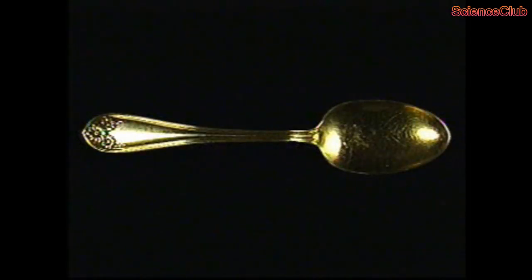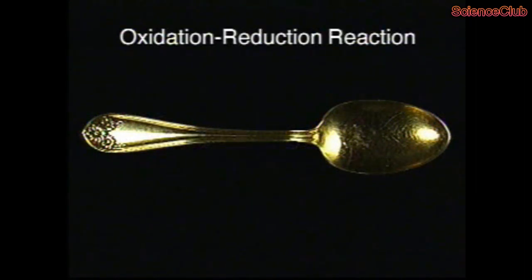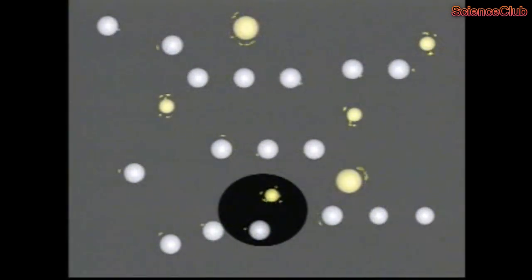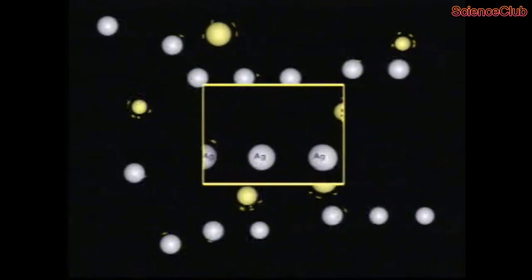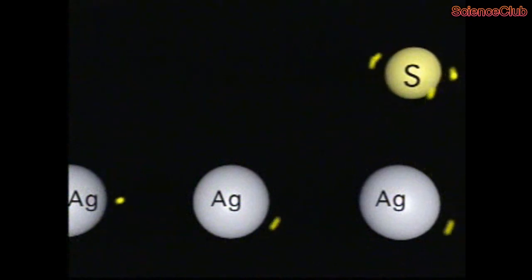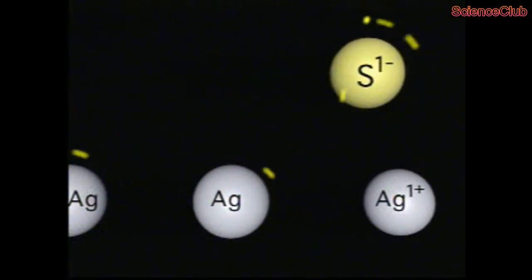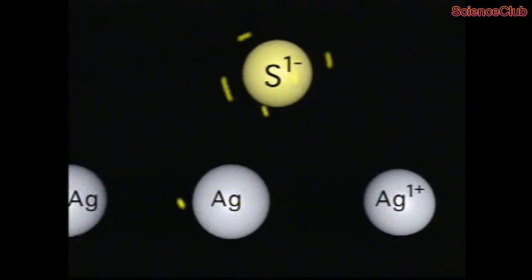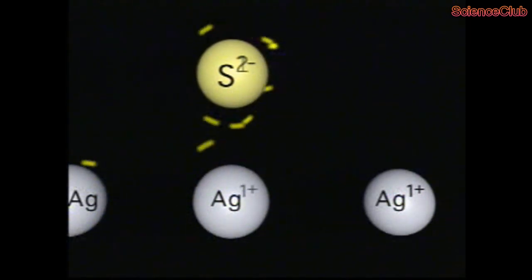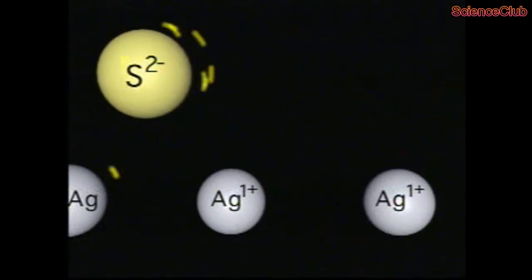The reaction of silver with sulfur to form silver tarnish is an oxidation-reduction reaction. When silver atoms come into contact with sulfur atoms, electrons move from silver atoms to sulfur atoms. Each silver atom is oxidized when it loses one electron to become a silver 1+ ion. Each sulfur atom is reduced when it gains 2 electrons to become a sulfur 2- ion.